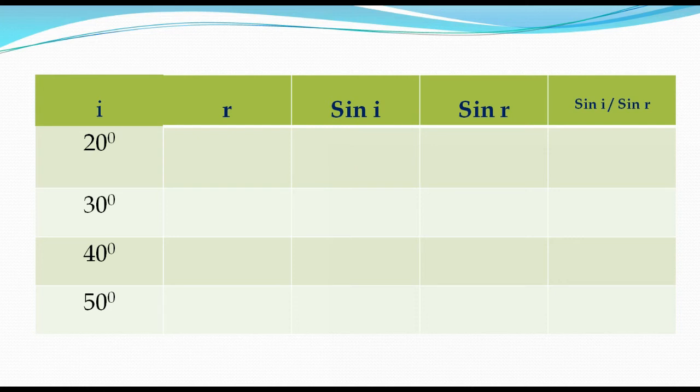Similarly, you have to find sin R values. R means angle of refraction; in the activity we got the R values. So find sin R. In each row you have to calculate sin I by sin R, the sin I value divided by the sin R value, so we get the answer. That is the sin I by sin R ratio. So in each row, we get the sin I by sin R values.